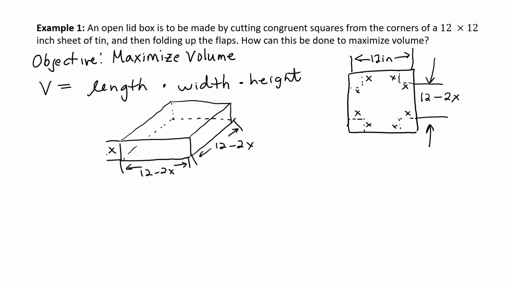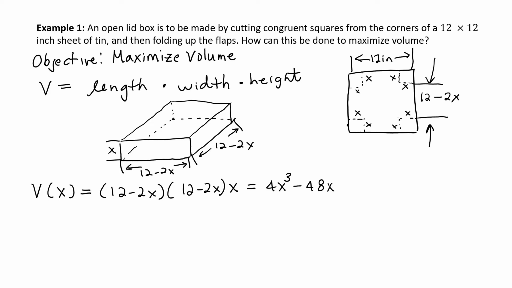Replacing those words of length, width, and height with a formula, we would have that the volume with respect to x is equal to, let's say the length is 12 minus 2x, the width is 12 minus 2x, and the height is x. Multiply these 3 terms together and you get the cubic polynomial 4x cubed minus 48x squared plus 144x.